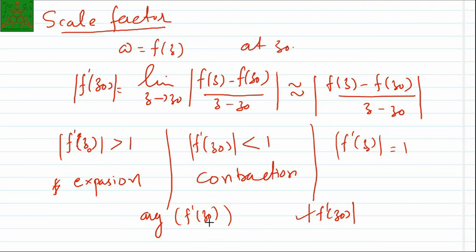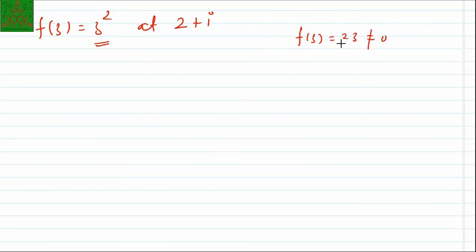For example, consider the function f(z) = z² at the point 2 + i. At this point, f(z) = z² is conformal because its derivative is 2z, which is non-zero. The angle will be the same in the image, but what will be the scaling factor? How much will the image be scaled? To calculate that, let us calculate f'(2 + i).